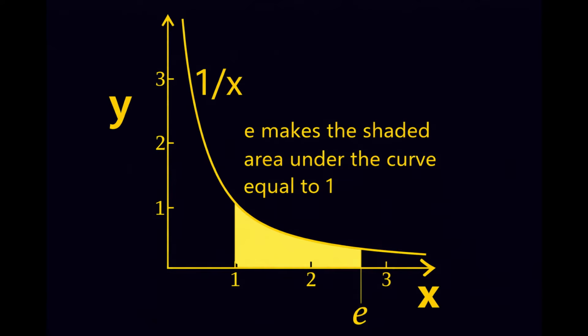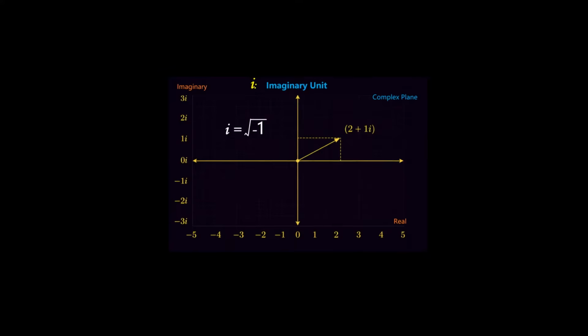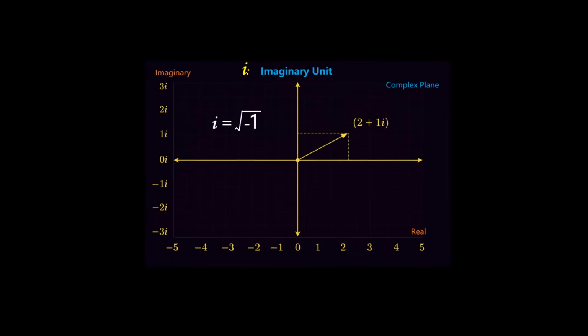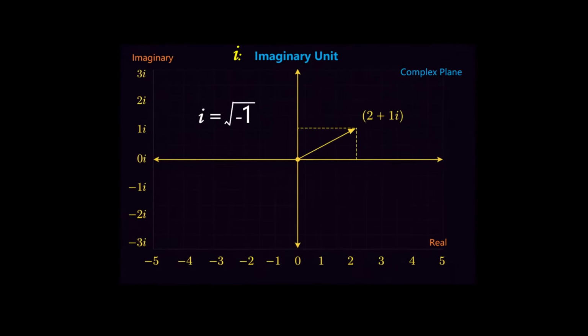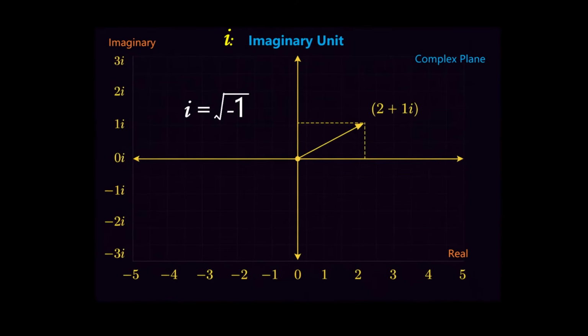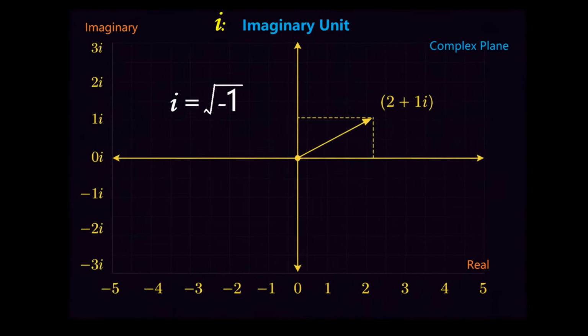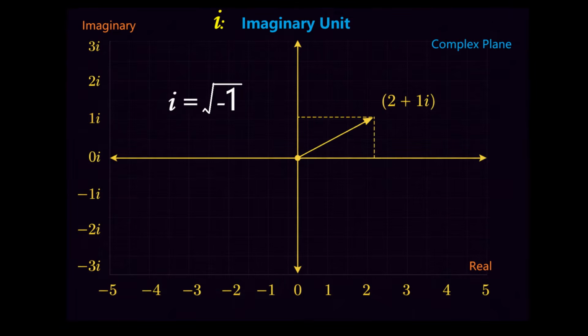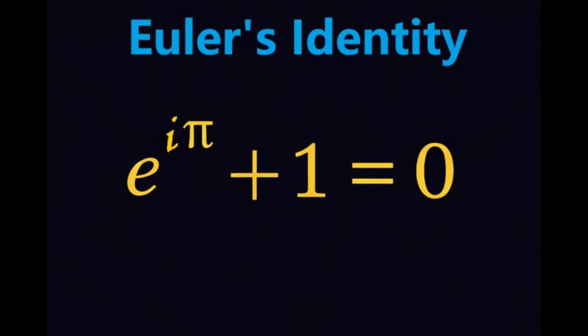And e makes the shaded area under the curve of 1 over x, from the range of 1 to e, equal to 1. Then comes i, the imaginary unit. Essentially defined as the square root of -1. It's not a real number, but allows for solving equations previously impossible with real numbers, forming complex numbers, a plus bi, and enabling calculations in various fields like physics and engineering. This single symbol unlocks the entire complex number system. Together, the three constants, pi, e, and i, form the core of Euler's identity itself.